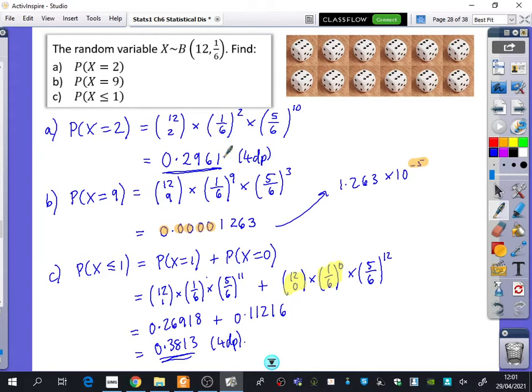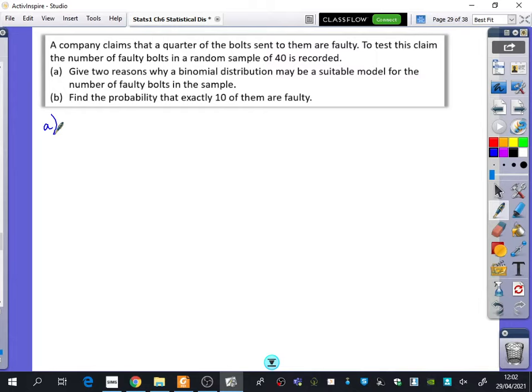So we're going to do 2 worded questions. We're going to do this worded question, and then we're going to do this worded question here. And then you're going to do a bit of practice for the rest of the lesson. So a company claims that a quarter of the bolts sent to them are faulty. To test this claim, the number of faulty bolts in a random sample of 40 is recorded. Give 2 reasons why a binomial distribution may be a suitable model for the number of faulty bolts in the sample. So you've got a choice of the 4 different things you want to pick from here. Anyone got any suggestions about why this could be using a binomial? You can look at the list that came under binomial distribution.